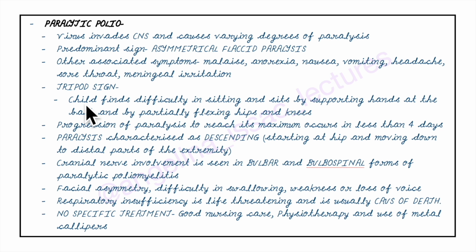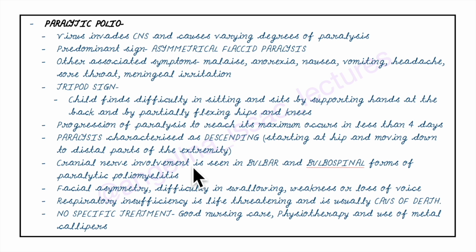Now the tripod sign: the child finds difficulty in sitting and sits by supporting hands at the back and by partially flexing hips and knees. The progression of paralysis to reach its maximum occurs in less than 4 days. Paralysis is characterized as descending, that is, it starts at the hips and moves down to the distal parts.